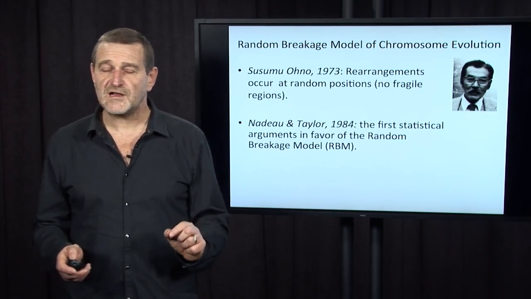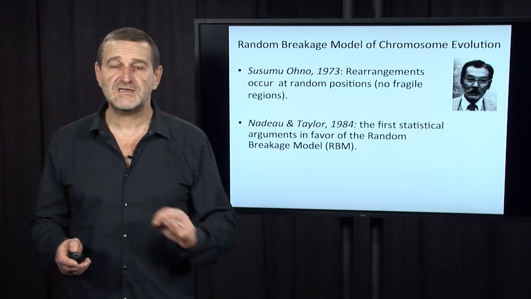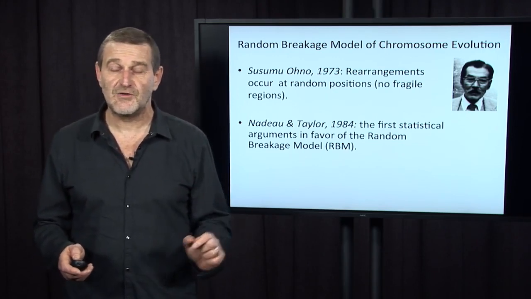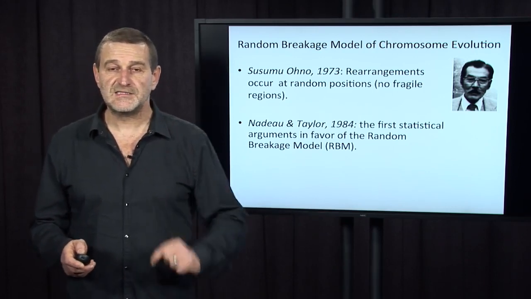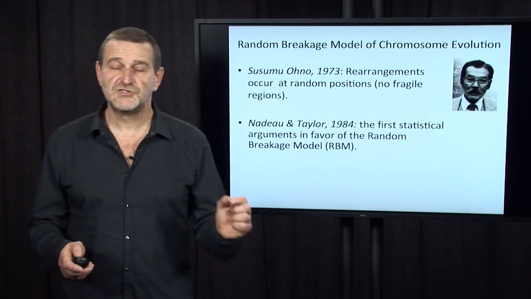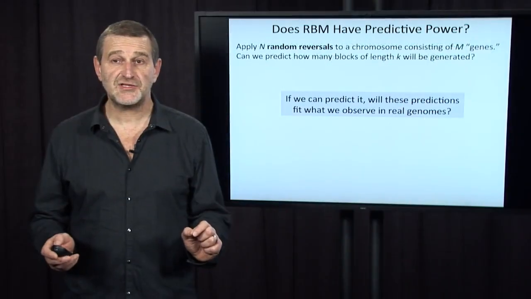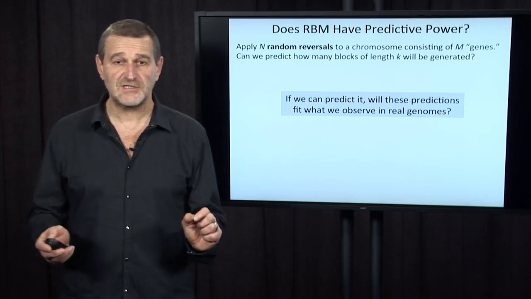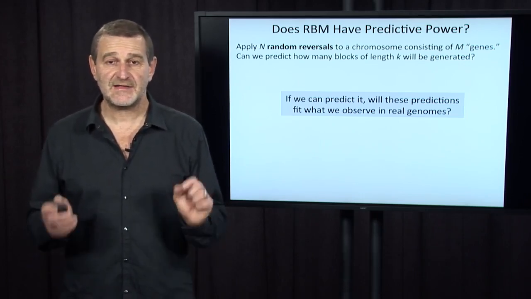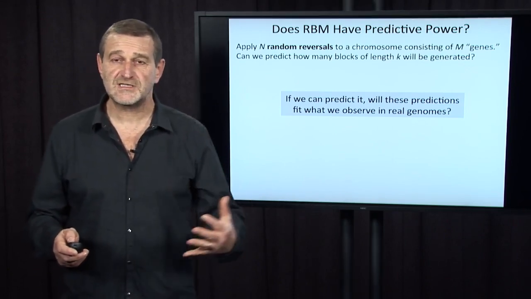You may be wondering how one can suggest a statistical argument supporting something that happened millions of years ago without even knowing the evolutionary scenario that describes transformation of one genome into another. Nadeau and Taylor asked a question: does the random breakage model have predictive power despite the fact that, according to this model, rearrangements are happening at random places? And they suggested the following thought experiment.